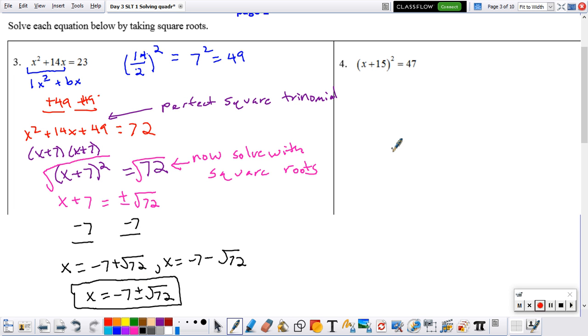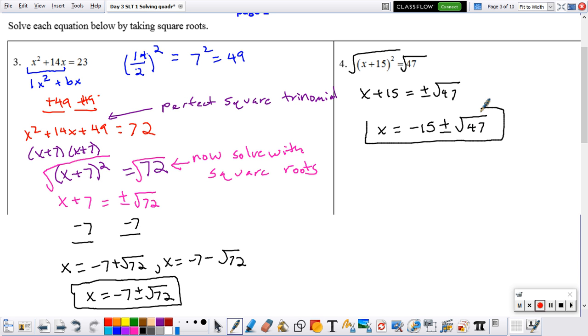So now we have problem number 4, and problem number 4 is actually easier than problem number 3 because it's already ready to be solved with square roots. And the way I know that by examining the structure of my problem is that I already have my binomial squared in my problem. So I'm just going to go straight to taking square roots, and I've got x plus 15 equals plus or minus the square root of 47, and then I'm going to subtract 15 from both sides. And I've got x equals negative 15 plus or minus the square root of 47.